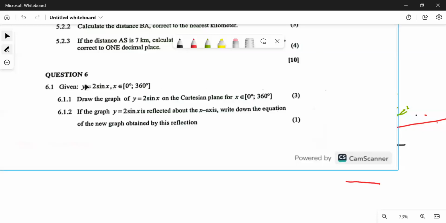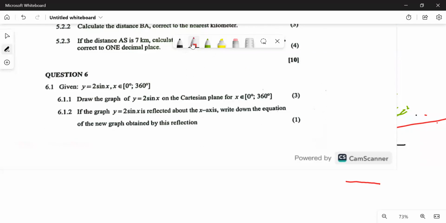So here on this question, they say, given that we have y equal to 2 sine x, where x is an element between 0 and 360. And then they say, draw the graph of y equals 2 sine x on a Cartesian plane. And basically what we have to do here is to understand the following.